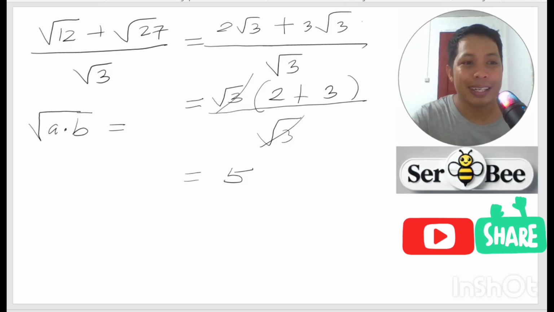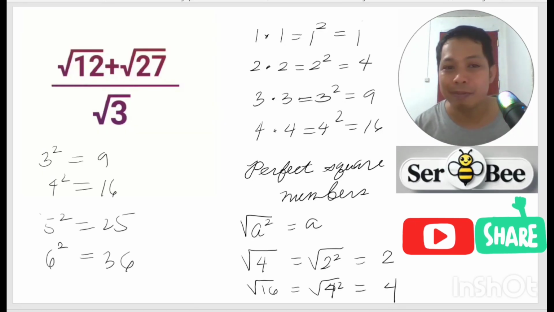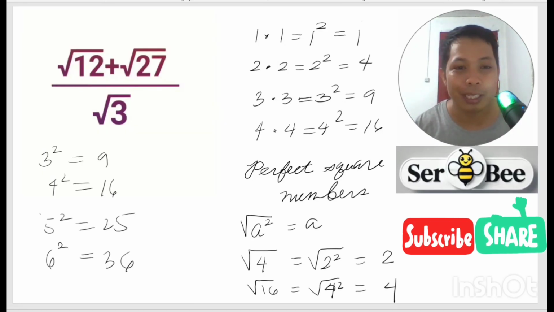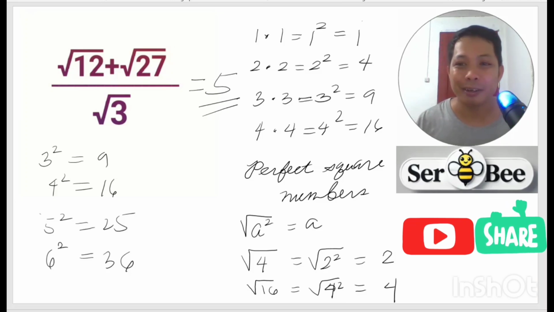So the answer to the main problem, square root of 12 plus square root of 27 all over square root of 3, is 5.